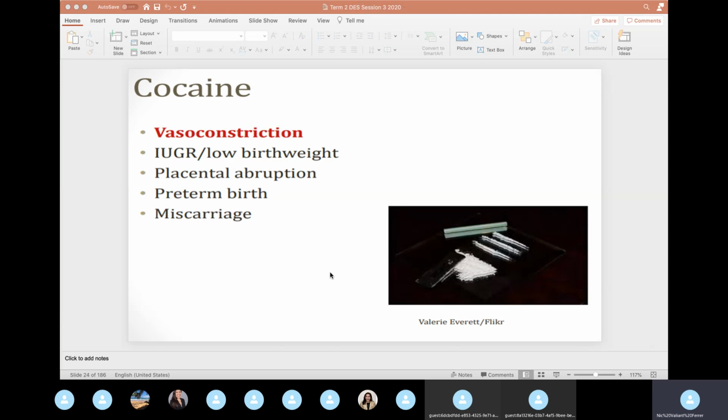So when I say cocaine, you say vasoconstriction. And dopamine. Yes, because remember your catecholamine synthesis from phenylalanine to tyrosine, tyrosine to L-DOPA, L-DOPA to dopamine, dopamine to norepinephrine, norepinephrine to epinephrine. When I say cocaine, you say vasoconstriction. What does it do to the fetus? Low birth weight, you can have preterm birth, and you can have miscarriage.